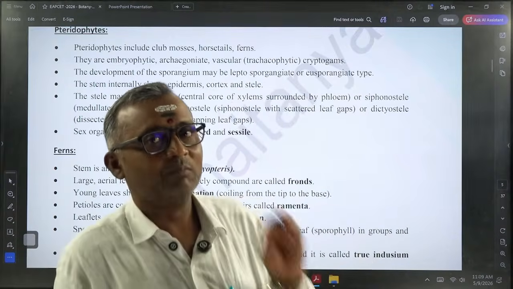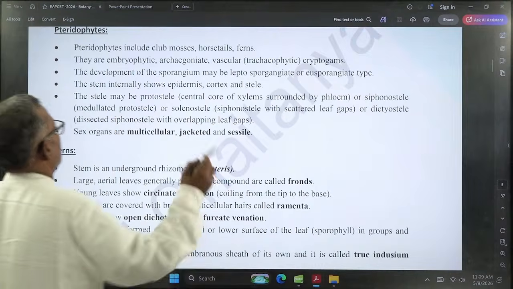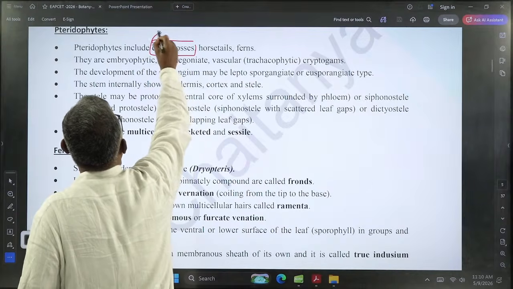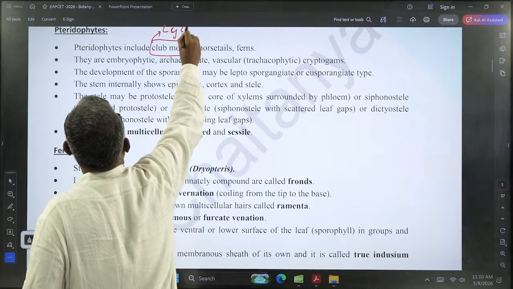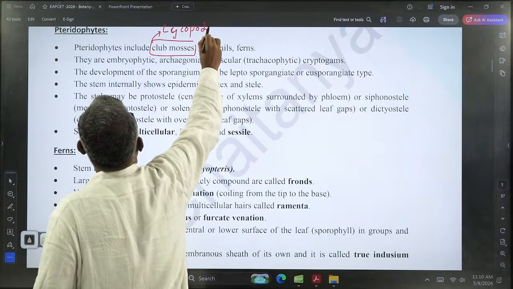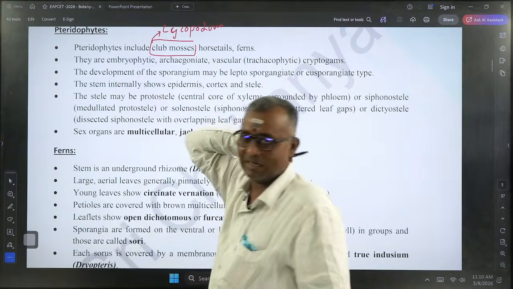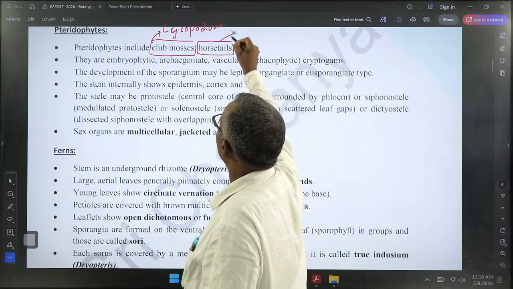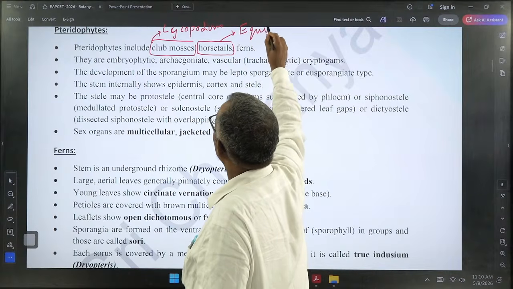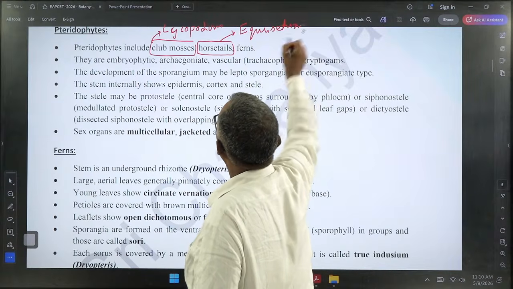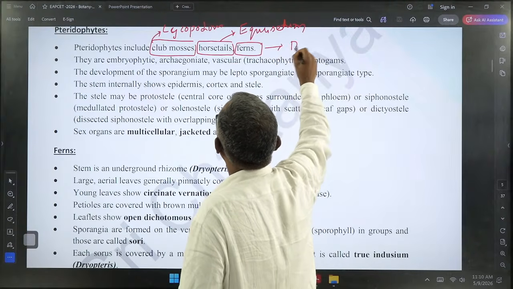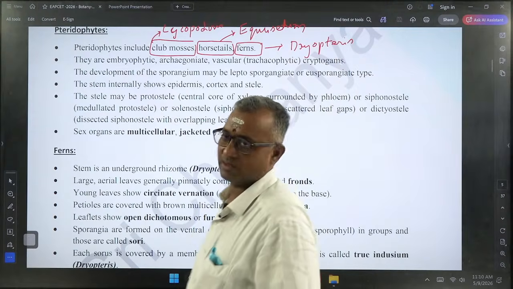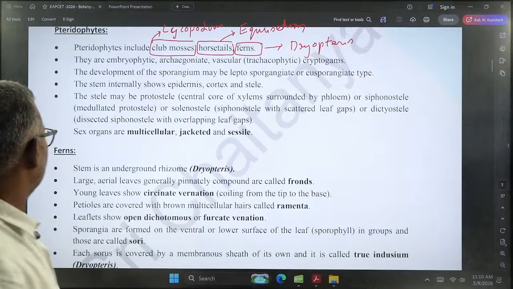Let me give some examples for these three groups so that you can understand easily. If you take club moss, the example is Lycopodium. So they are saying that club moss-like plants were included under Pteridophytes. Horsetail, example Equisetum. And ferns, we have so many examples. One is Dryopteris and Pteris, Adiantum, etc. So this is what you can see here.